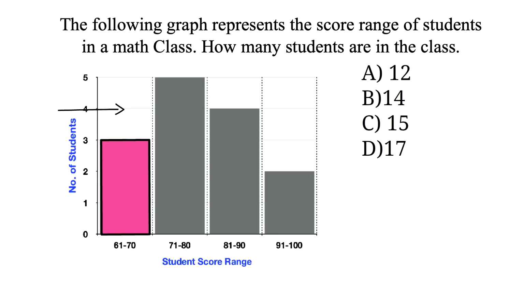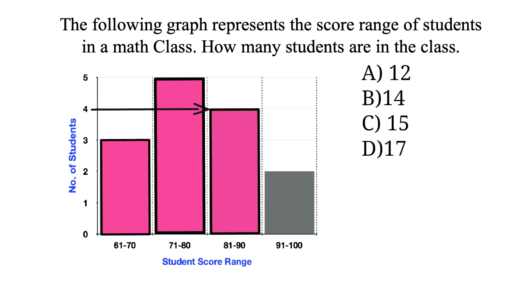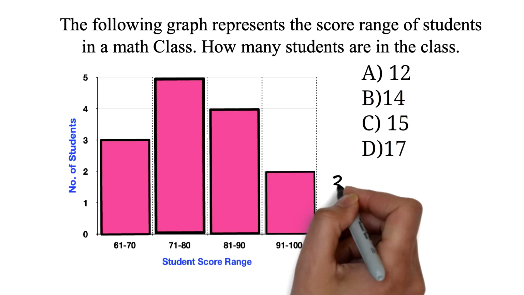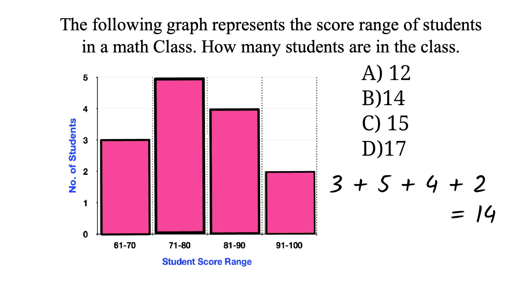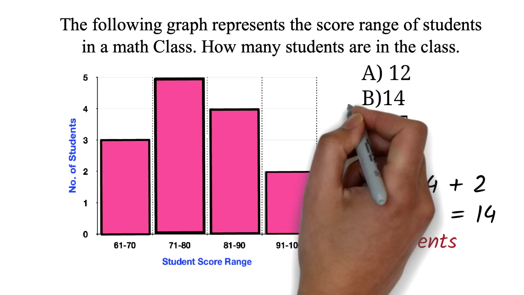From the graph, there are 5 students whose score ranged from 71 to 80. From the graph, there are 4 students whose score ranged from 81 to 90. From the graph, there are 2 students whose score ranged from 91 to 100. We add these to get the number of students. 3 plus 5 plus 4 plus 2 equals 14. Therefore, there are 14 students in the class. So the correct answer is B.